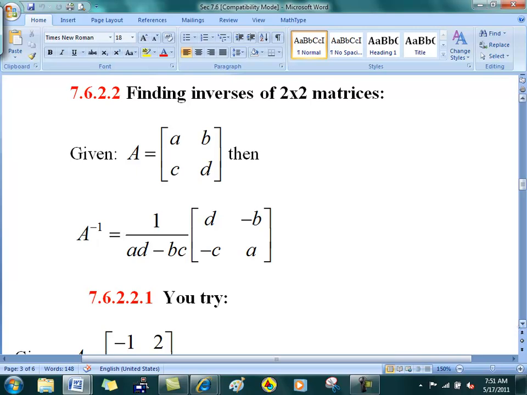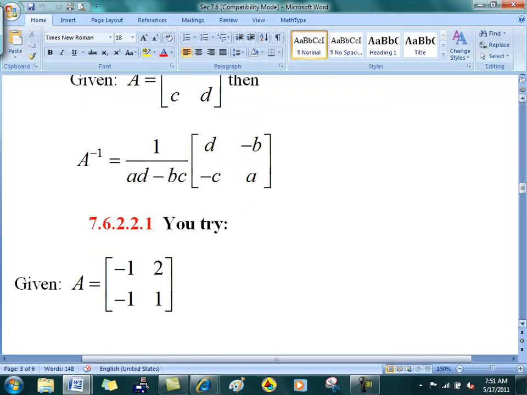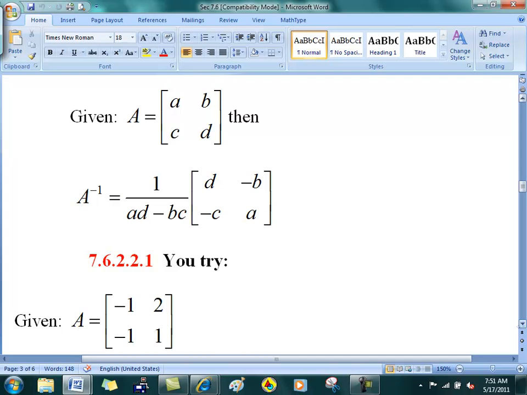So what I want you to do is find the inverse of this 2 by 2 matrix that I have there using that formula, and you're also going to check to see that it is indeed the inverse.